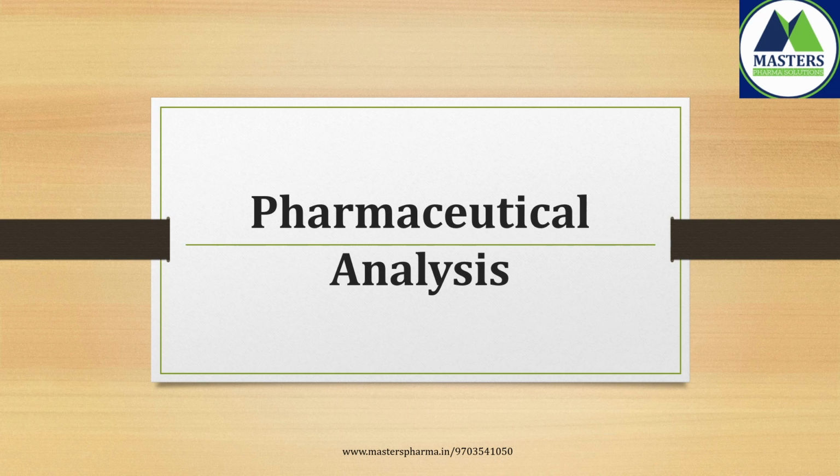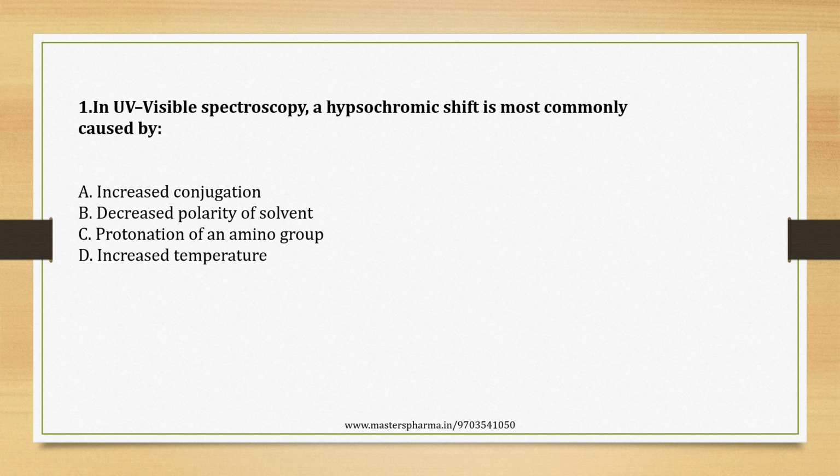In today's session, we will discuss some pharmaceutical analysis MCQs. Here we go, the first question. In UV visible spectroscopy, a hypsochromic shift is most commonly caused by: Option A, increased conjugation. Option B, decreased polarity of solvents. Option C, protonation of an amino group. Option D, increased temperature. The correct option is option C, protonation of an amino group.